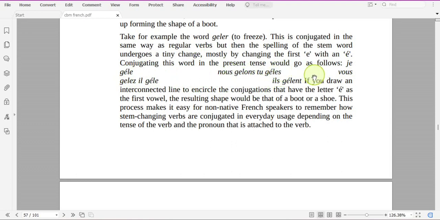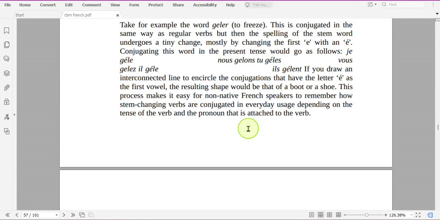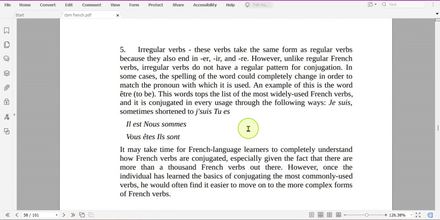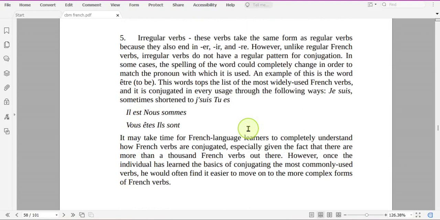Je gueule, I freeze. Nous gueulons, we freeze. Tu gueules, you freeze. Vous gueulez, you freeze. Il gueule, he freezes. Ils gueulent, they freeze. If you draw an interconnected line to encircle the conjugations that have the letter A as the first vowel, the resultant shape would be that of a boot or shoe. Okay. So just go through that text before we move to the next part.